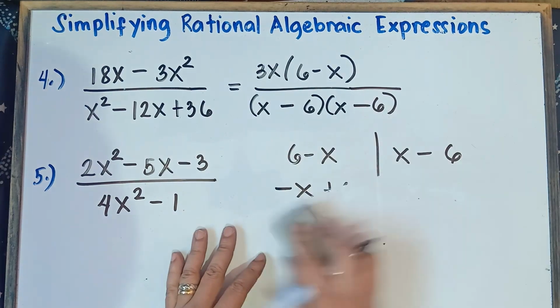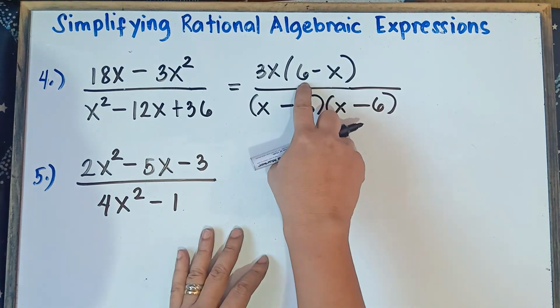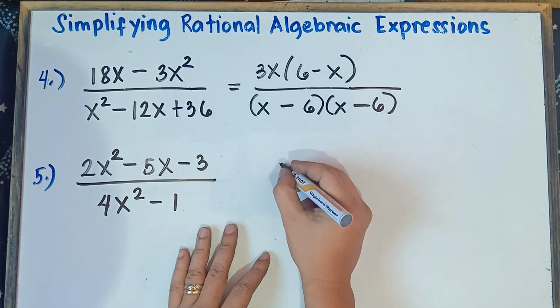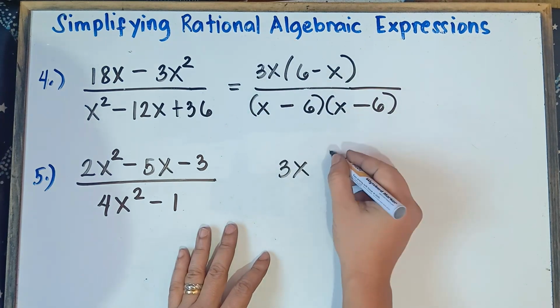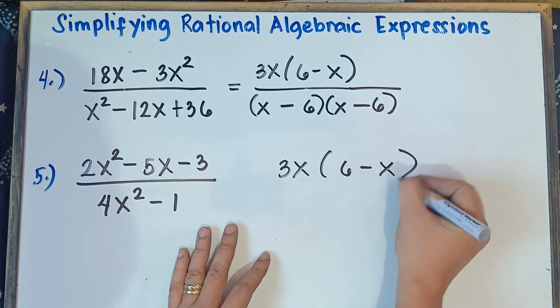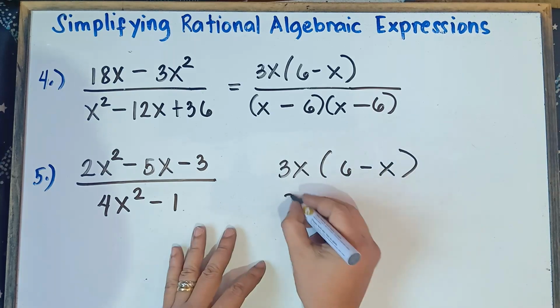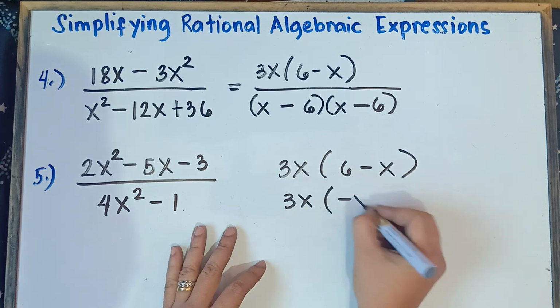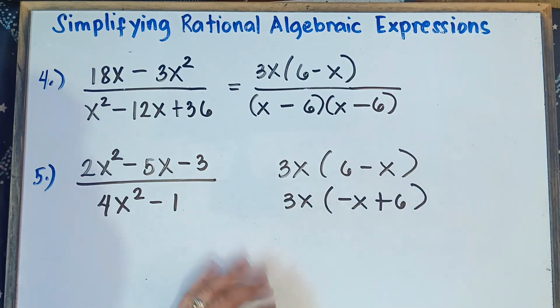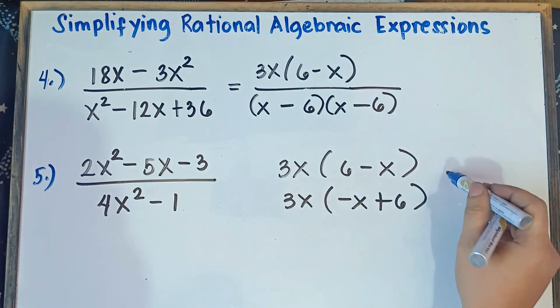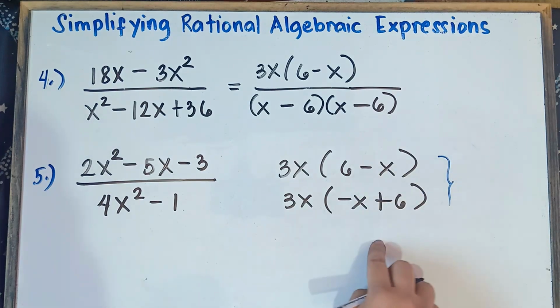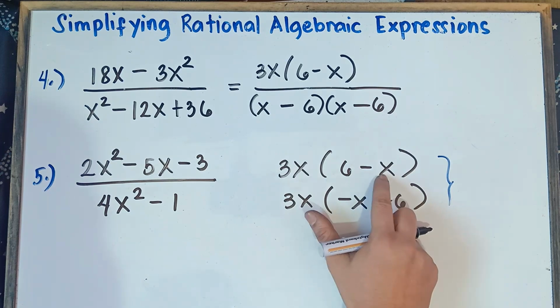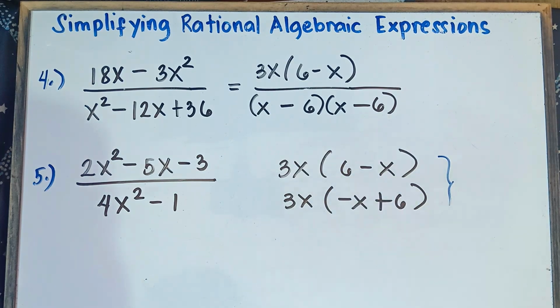Now, question, can we factor this out by negative 1? Once again, class, let me just copy this one. Our numerator, 3x, 6 minus x. So we can write this one as 3x and then negative x plus 6. Do not be confused, class. This is just the same. I simply arranged this one. We have negative x and then positive 6. Once again, this is positive 6 and then negative x. So this is just the same, class.